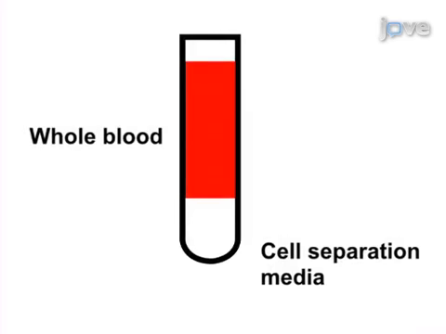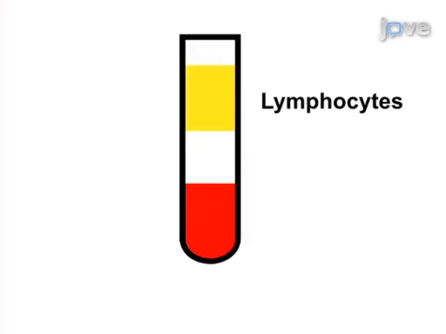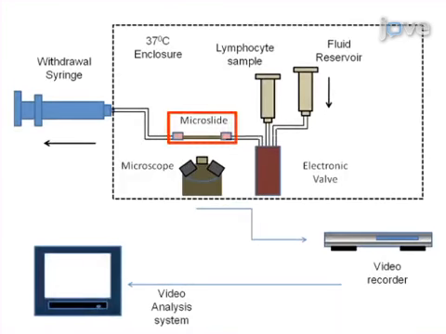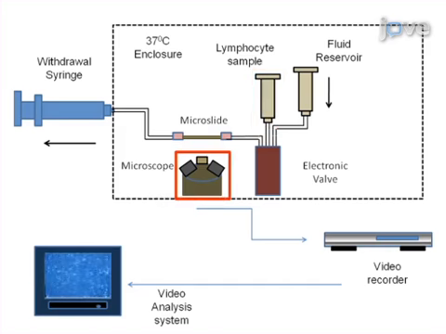The second step is to isolate lymphocytes from peripheral blood. Next, the microslide is connected to a flow assay system and perfused with lymphocytes in the presence of physiologically relevant shear stress. The final step is to visualize lymphocyte interactions under conditions of flow with a phase contrast microscope.